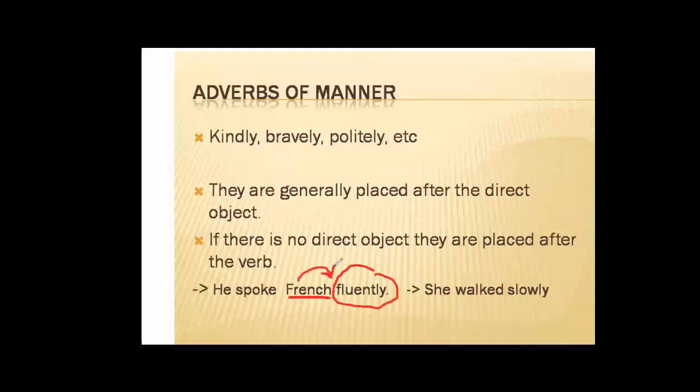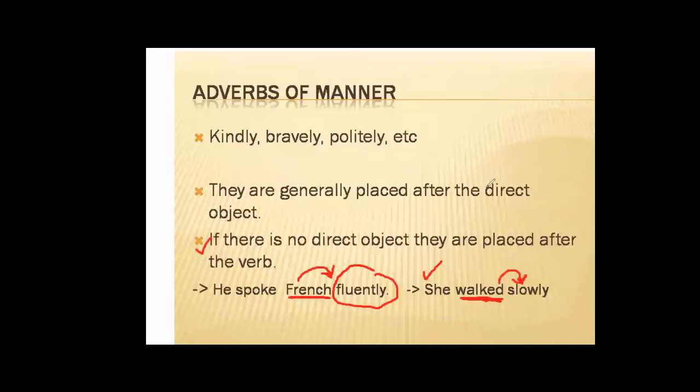And what did I say in the second point? That if there is no object, then the adverbs are placed after the verb. What is the verb in the second sentence? In this sentence, the verb is walked. So we will be placing the adverb right after the verb, and the adverb is slowly.